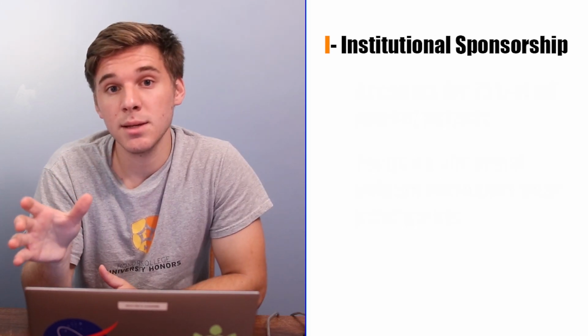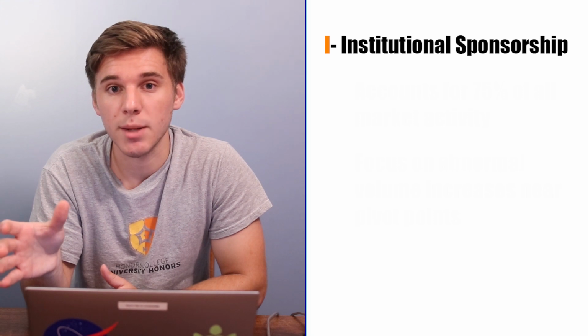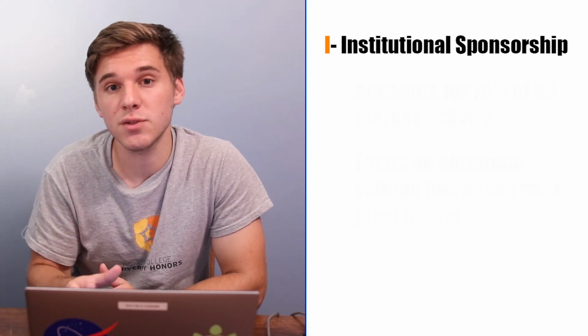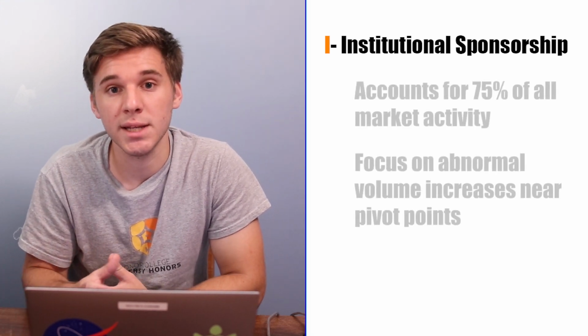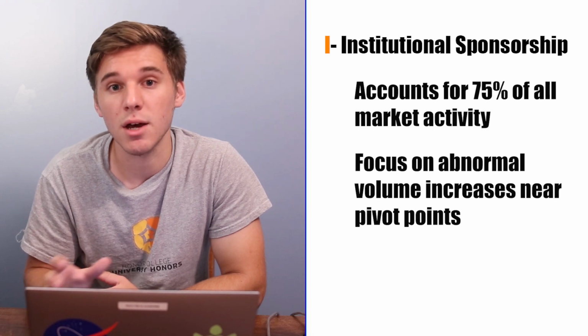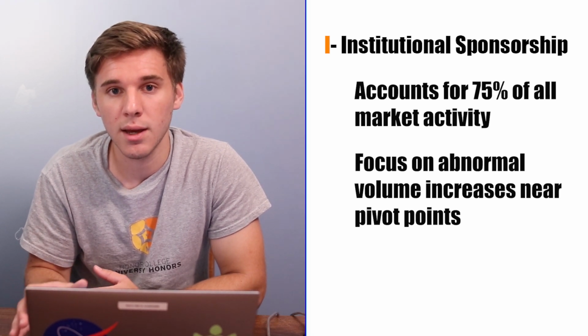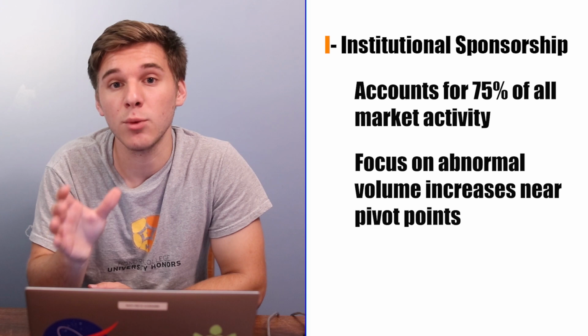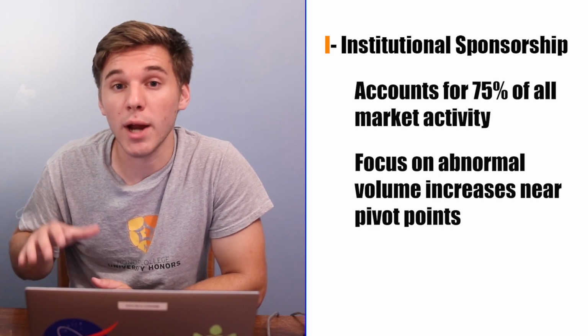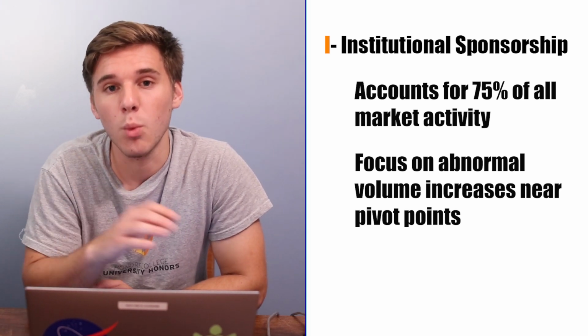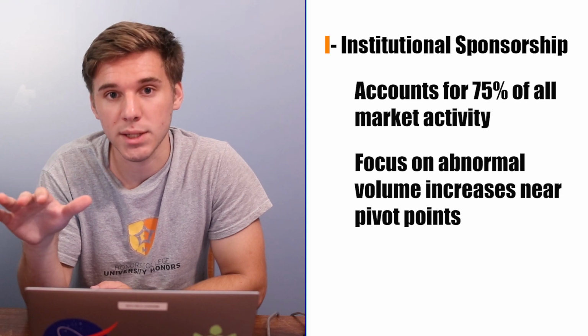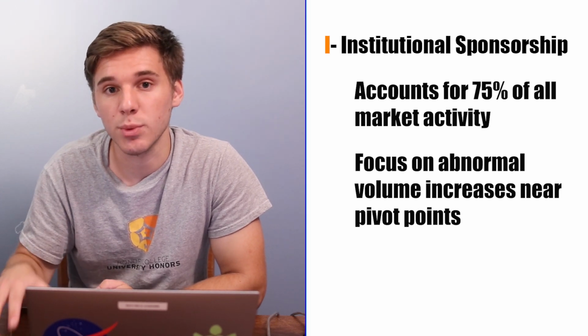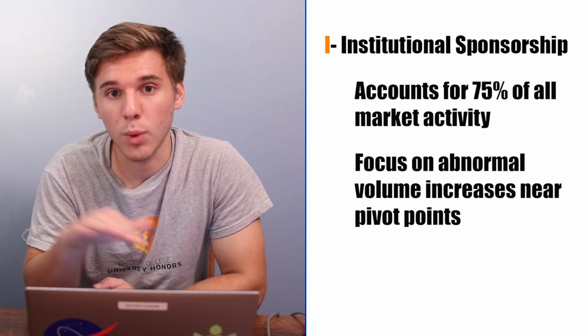The I in CANSLIM stands for institutional sponsorship. These are mutual funds, hedge funds, large investment companies that account for 75% of all market activity. These institutions can't hide when they purchase shares, so look for abnormally large volume when a stock is coming through a pivot point. If you align your positions with theirs, you'll ride the wave upward.